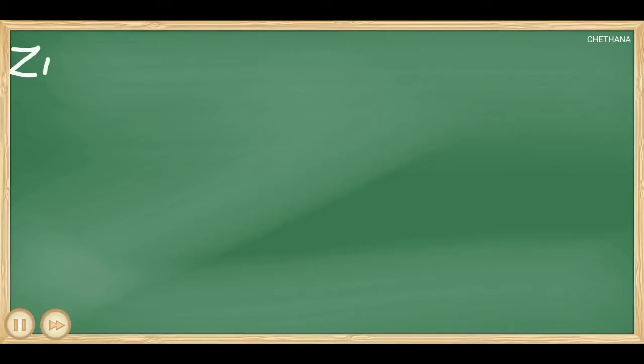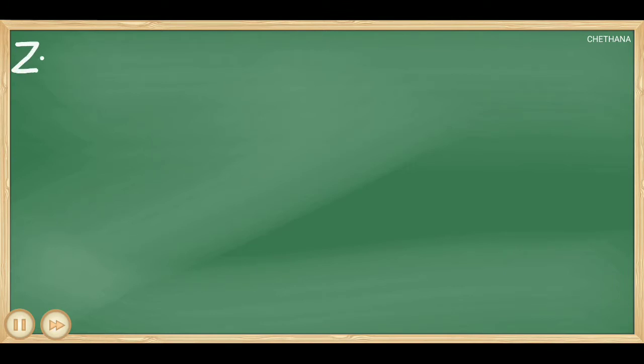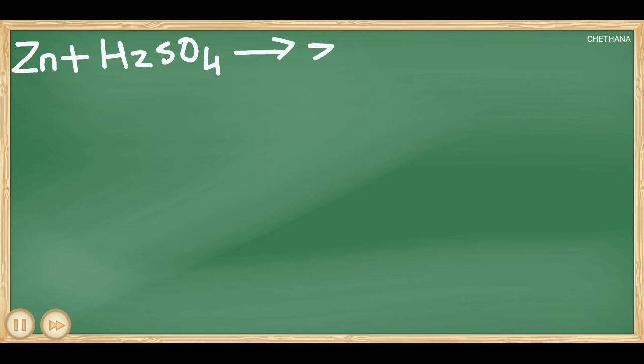We have zinc and sulfuric acid on the reactant side, which give rise to zinc sulfate and hydrogen. The equation is written as Zn plus H2SO4, which gives rise to ZnSO4 plus H2. So let's start balancing the equation by writing all the elements and the number of atoms of each element on both the reactant side and the product side.